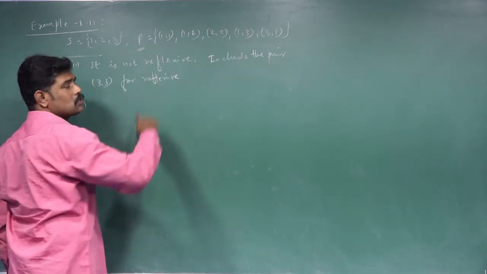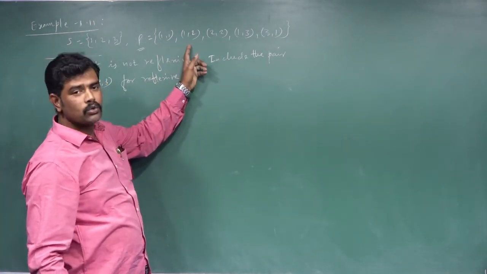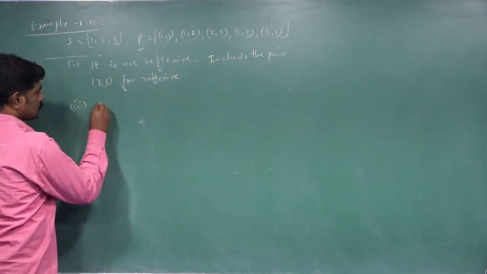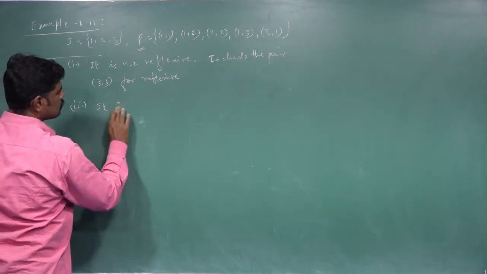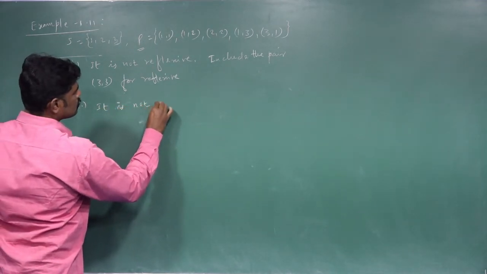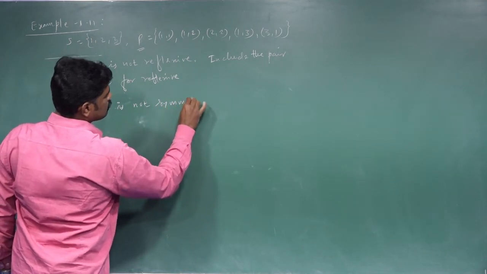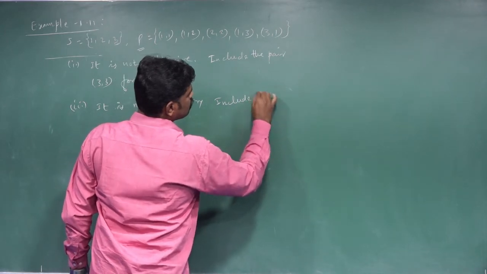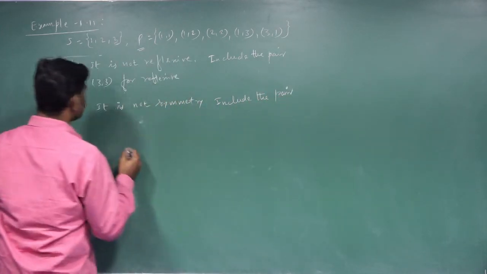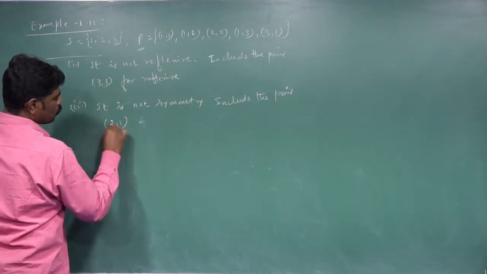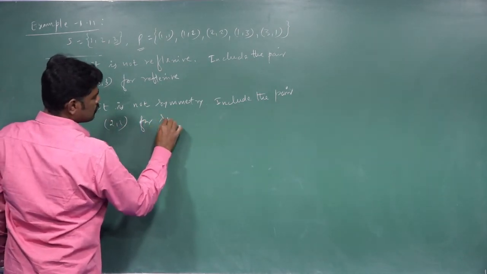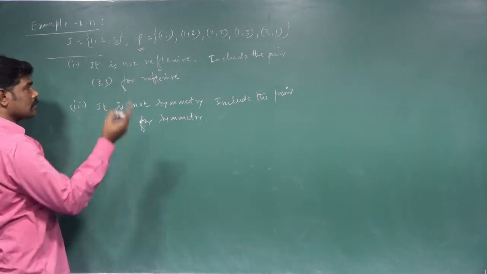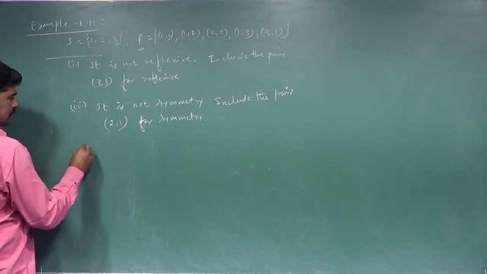Then verify this one. (1, 2) is here. What about (2, 1)? That is not present here. Then this is not symmetric. Include the pair (2, 1) for symmetry. If you include this pair, it becomes a symmetric relation.